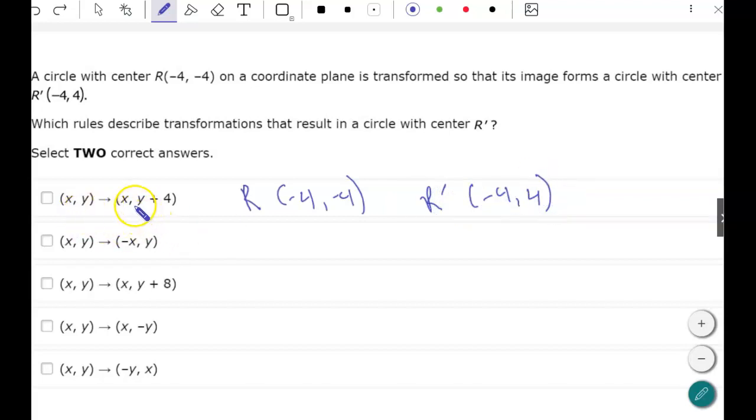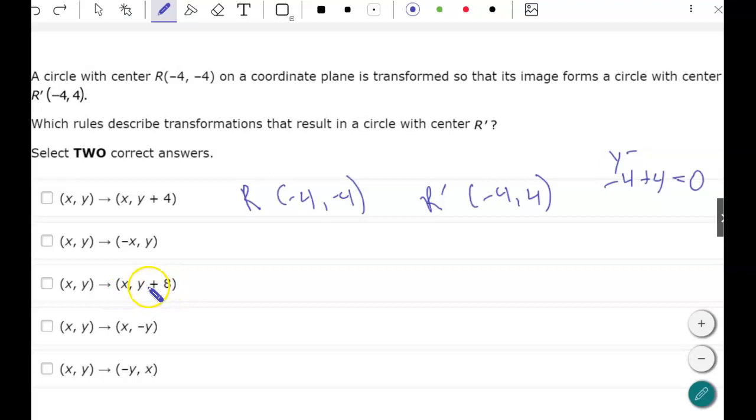Would this rule work? Does x stay the same? Yes, it does. Does y change by adding 4? Well, this is -4, this is +4. That wouldn't work because -4 plus the 4 on the y would give you 0. So that can't be it. The next one, the x is exactly the same, so that can't be it. So it's not the opposite. Here, the x is the same.